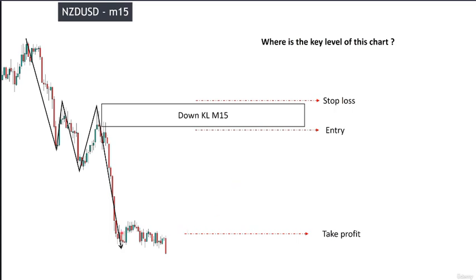Take profits at the recent high right over here. This is my recommendation for the new trader, right? So you can see right over here.